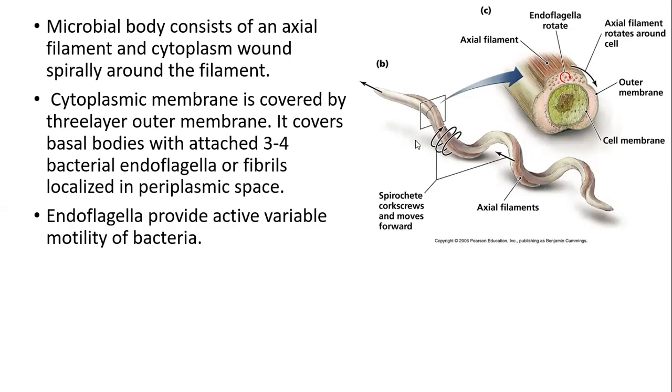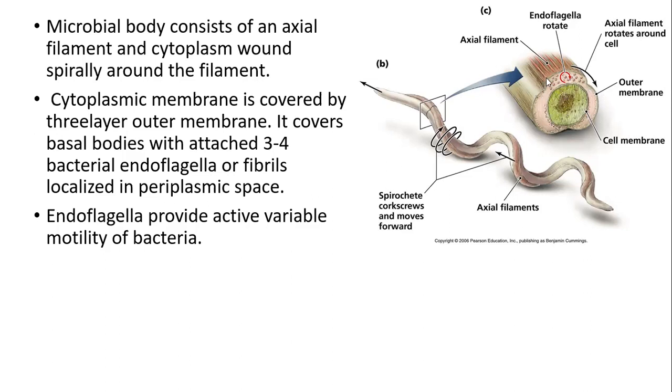The microbial body consists of an axial filament and cytoplasm bound spirally around the filament. The cytoplasmic membrane is covered by a 3-layer outer membrane. It covers basal bodies with attached 3 or 4 bacterial endoflagella or fibrils localized in the periplasmic space. Endoflagella provide active variable motility of bacteria. So its flagella are inside the cell, between the cell wall and cytoplasmic membrane. The cytoplasmic membrane is thin and the cell wall is gram-negative.